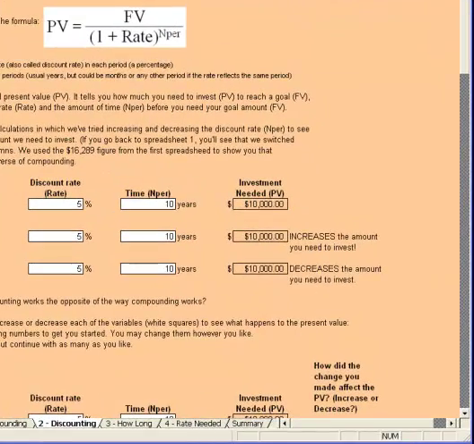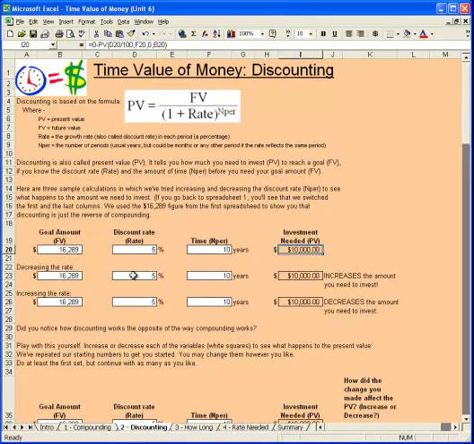What I want to show you is what happens when we change the discount rate. So in the second row, I'm going to change 5% to 3%. And what happens to the needed investment? It goes up to $12,120.51. It makes sense. You're earning less, so you have to start out with more.